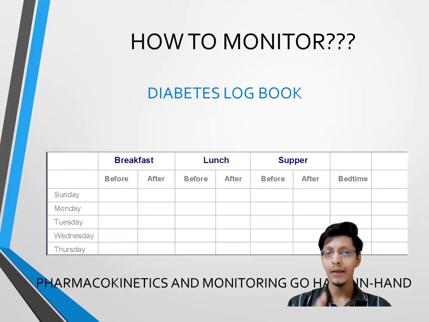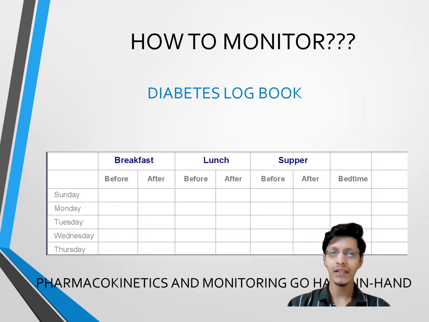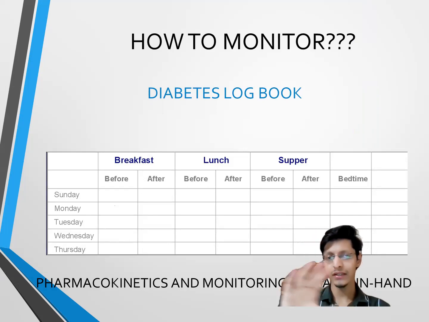We have to maintain BBF, BAF, BBL, BAL, BBD and BAD. So this is how you maintain a diet chart. You should stick it to the patient's counter. Even if in the government college, you can write it down and you can put it over there, and you can monitor how you have to give it.